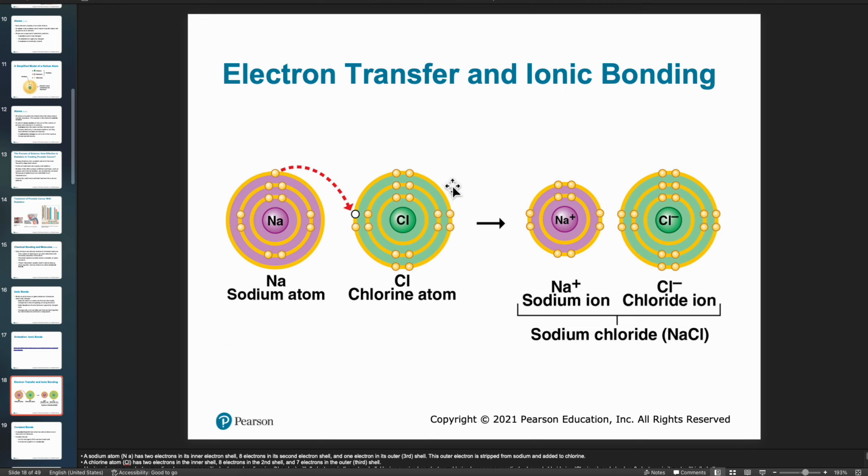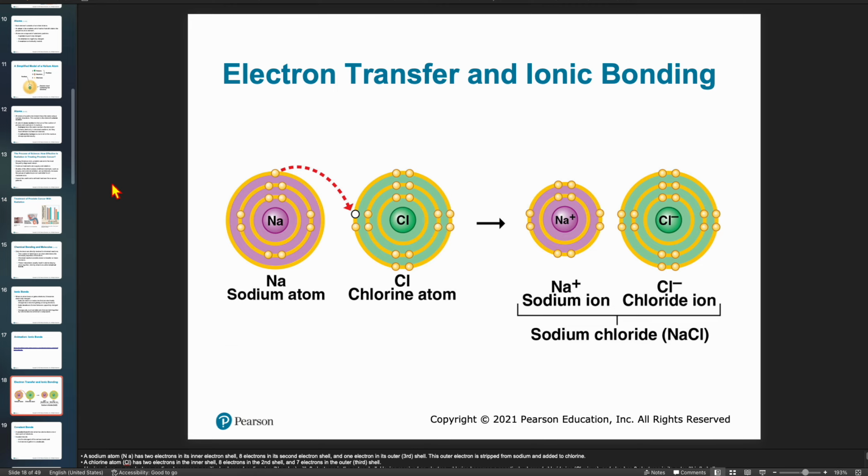So their goal is to have an even number. As you can see here, they got 2, 4, 6, 8, 2, 4, 6, 8. They like to have full shells on the outermost. By having a full shell, they're now happy, but they're happy together by doing what? Sodium loses an electron, chlorine gains an electron, and that's called ionic bonding.